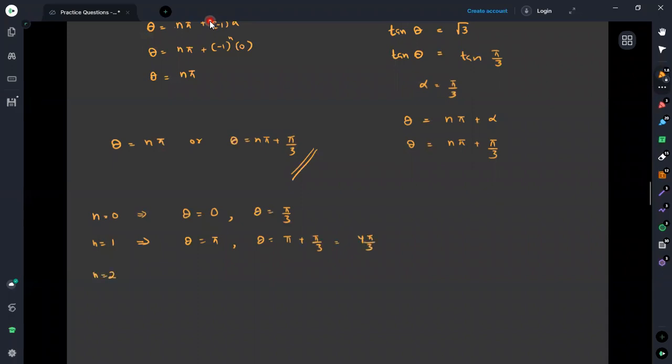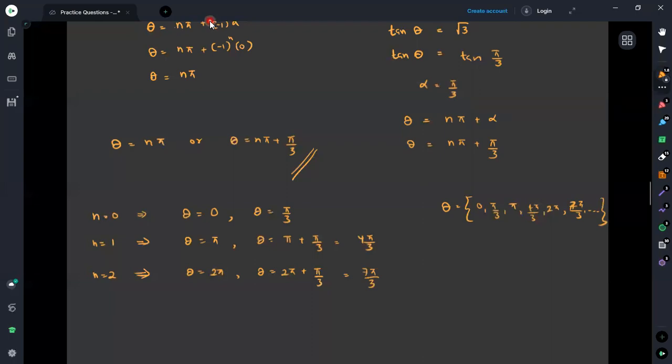Then in a similar manner we can find the next value for theta. If n equals 2, then theta is equal to 2 times pi, then it is 2 times pi plus pi over 3. Altogether we are getting this as 7 times pi over 3. In this way we can get the values. Therefore we can take the values for theta. Then possible values would be 0, pi divided by 3, then pi. It is 4 times pi divided by 3. Then 2 pi can be taken out. Then 7 times pi divided by 3. In this way we are getting the possible solution set for theta.